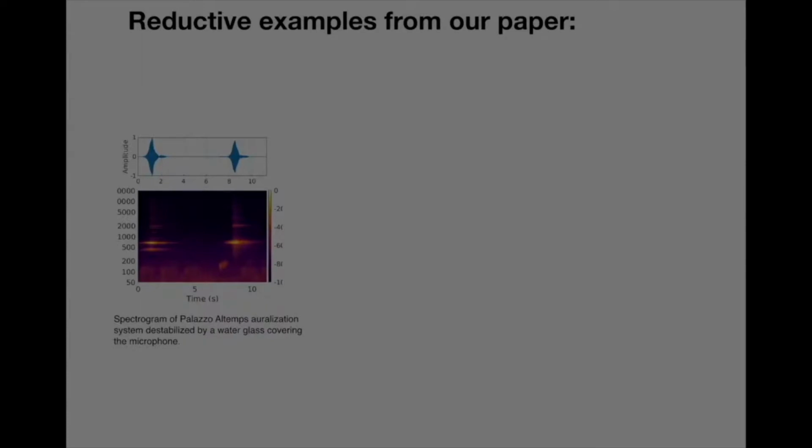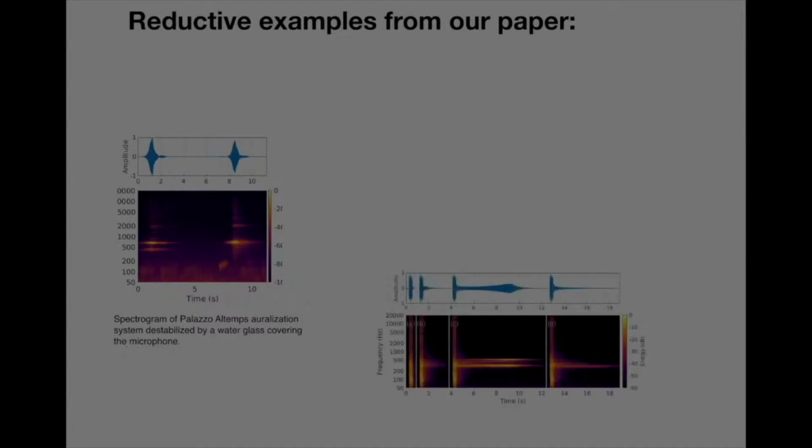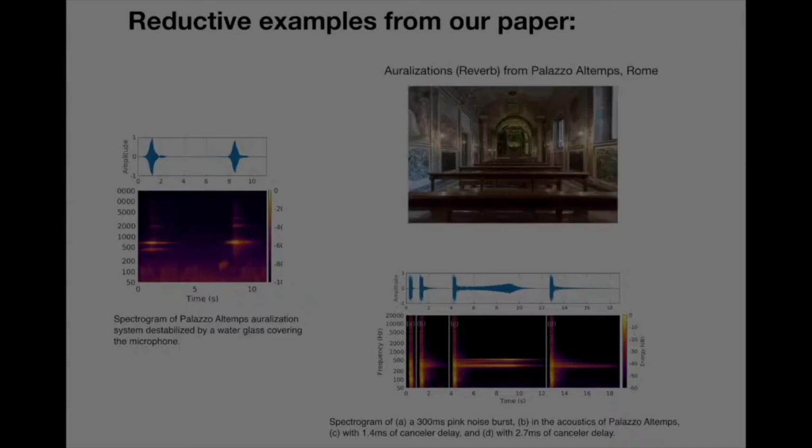And here we demonstrate our delayed cancellation signal path method of feedback generation on a similar simple system. In this simple configuration, we trigger a signal, a 300 millisecond pink noise burst, through the virtual acoustic system speaker.